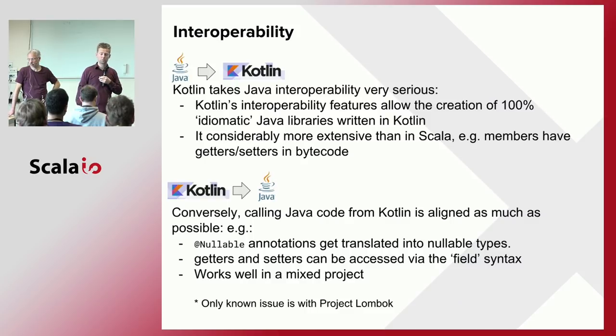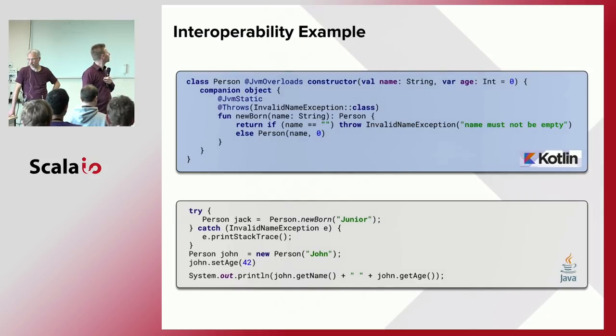And this works well in a mixed project, right? Most projects start out being Java and you want to convert; you don't always get a greenfield project. And this really works very well, except for this small footnote that Project Lombok might have an issue. So let's look at an example and how much effort Kotlin put into being interoperable with Java. Here we see the setters and the getters. On the top, we see we just declared a member, but from Java, we can do get and set.